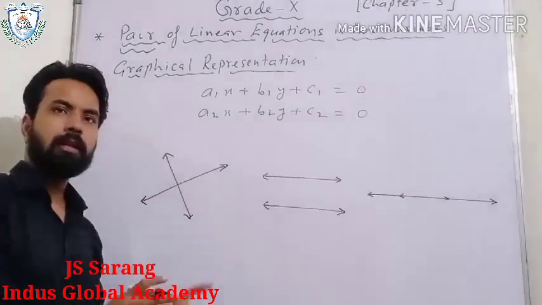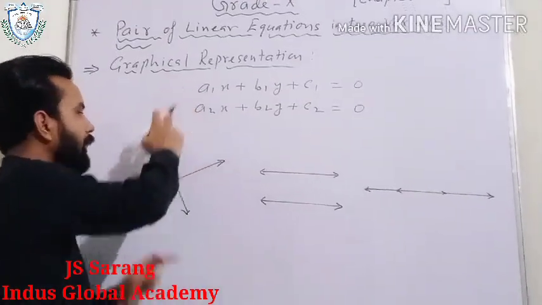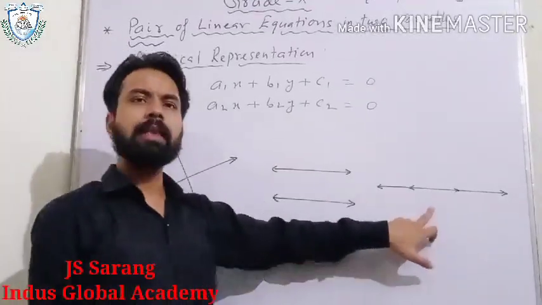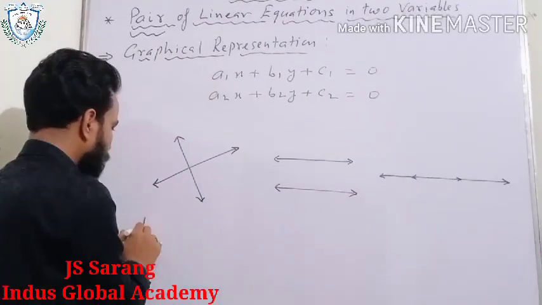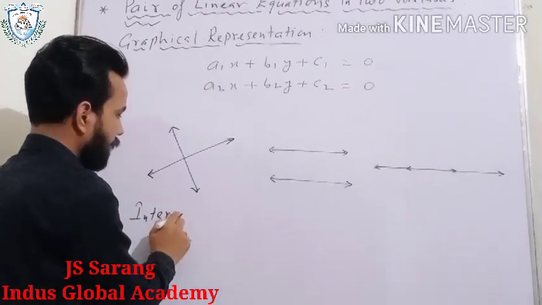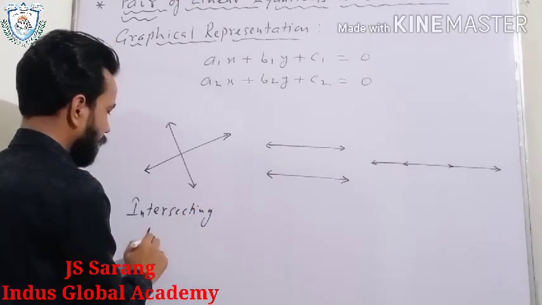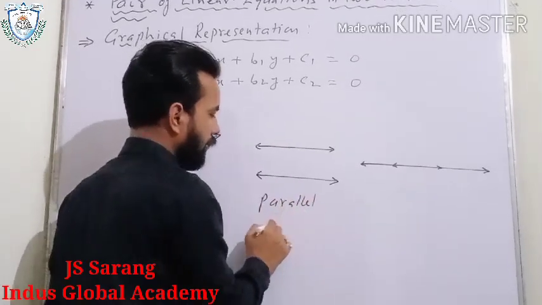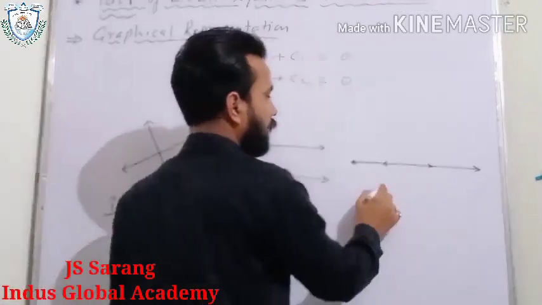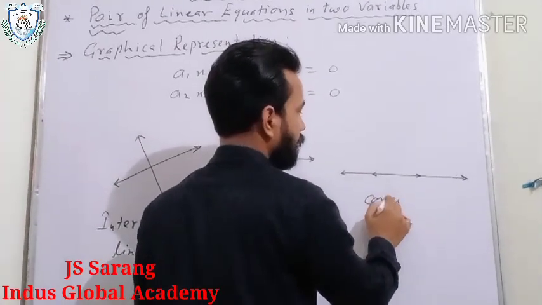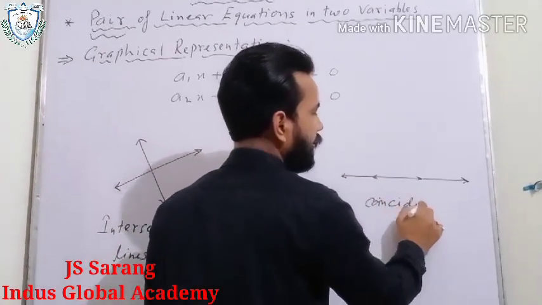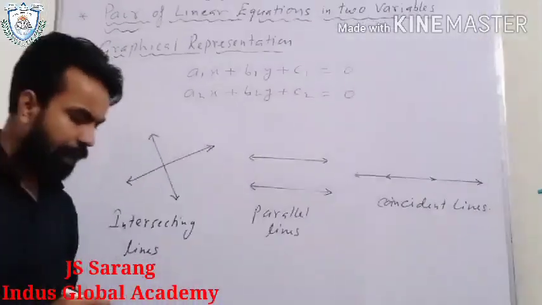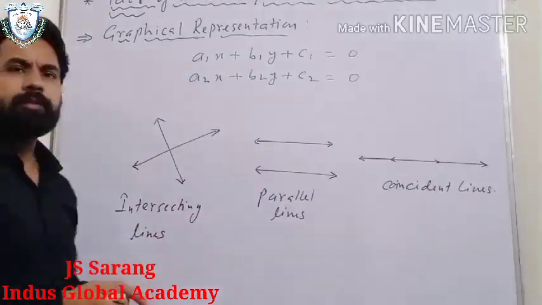The first possibility is that both the lines can be intersecting lines, or parallel lines, or coincident lines. These are known as intersecting lines. These are parallel lines, or these lines are coincident lines. Intersecting lines means both the lines intersect each other at a single point.